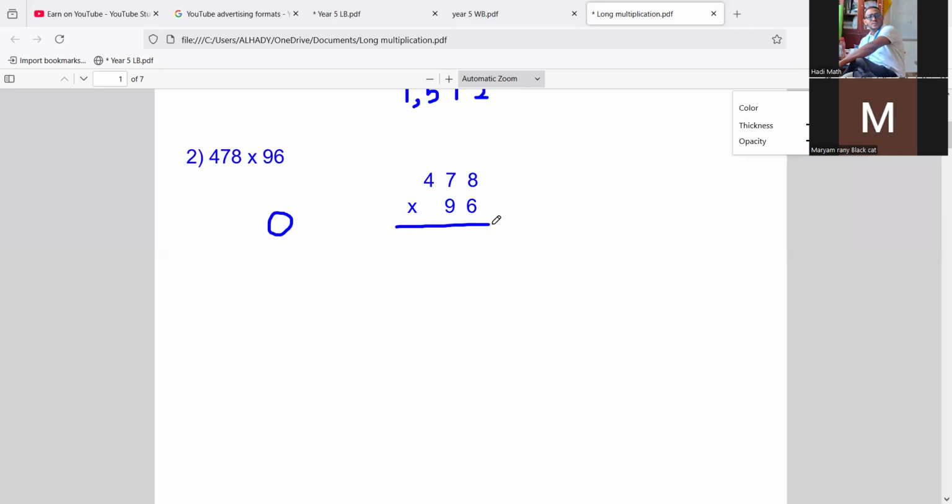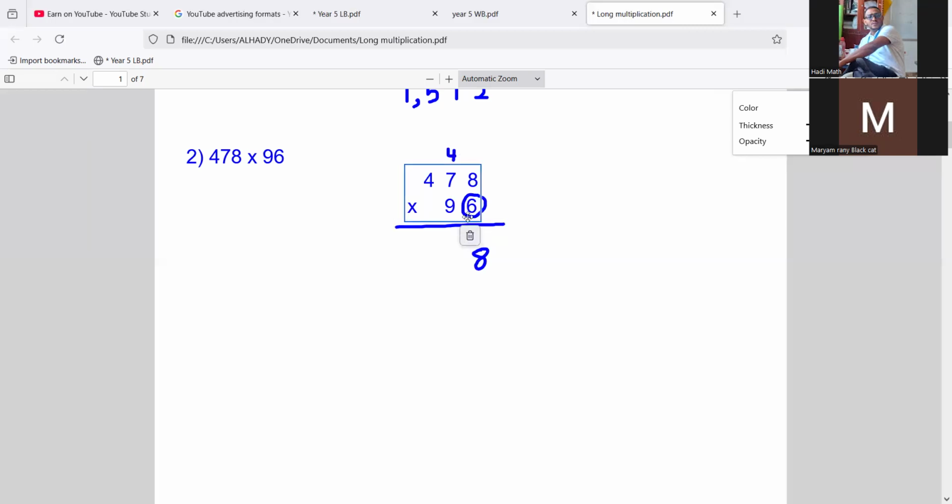Okay, so you see your numbers and then you start. First of all, I want to multiply by the 6. Take the circle, put it around the 6 over here because you're multiplying by the 6. Now it is 6 multiplied by 8 is equal to 48. You write down the 8 and you carry over the 4. The 4 you put over the 7.